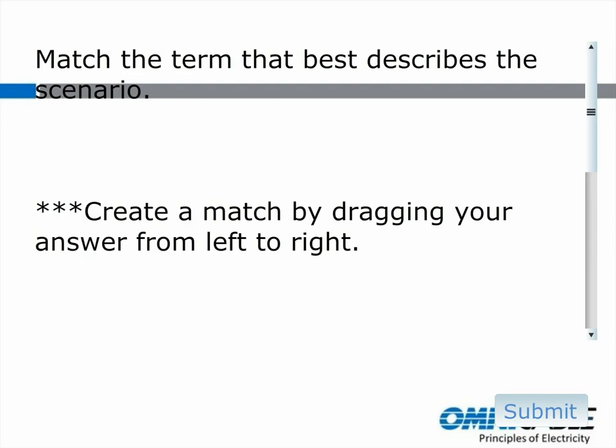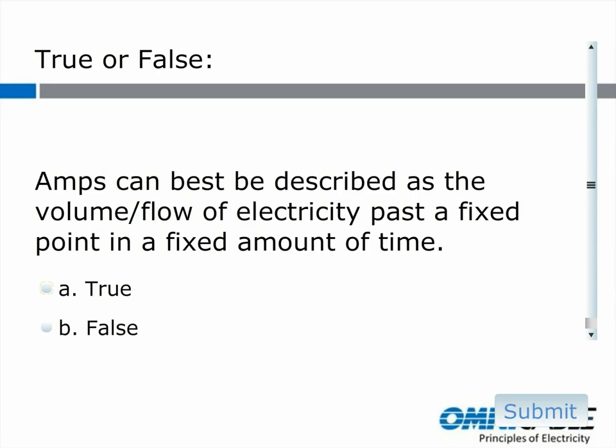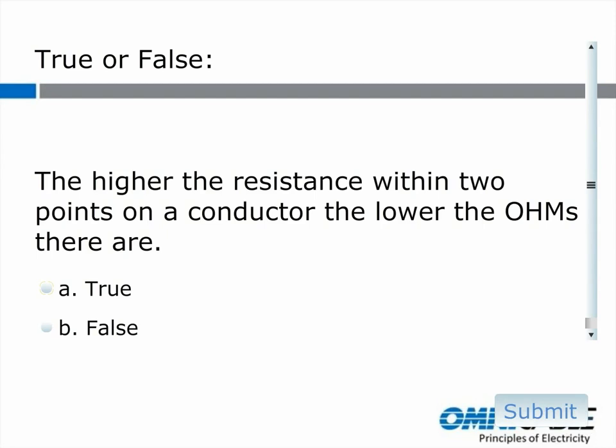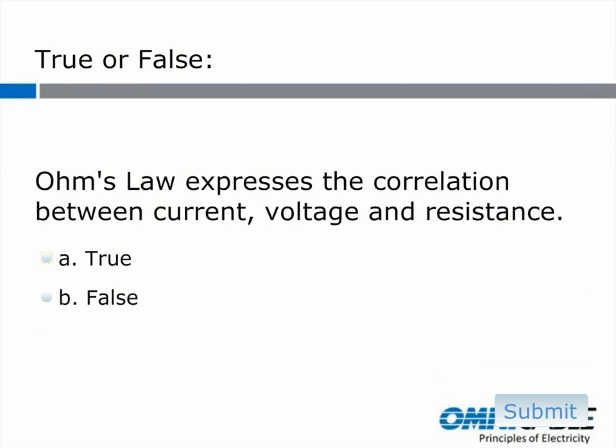If a volt is a unit of pressure or force, then what voltage best describes the below scenarios? True or false? Amps can be best described as the volume or flow of electricity past a fixed point in a fixed amount of time. True or false? The higher the resistance within 2 points on a conductor, the lower the ohms there are. True or false? Ohm's law expresses the correlation between current, voltage, and resistance.